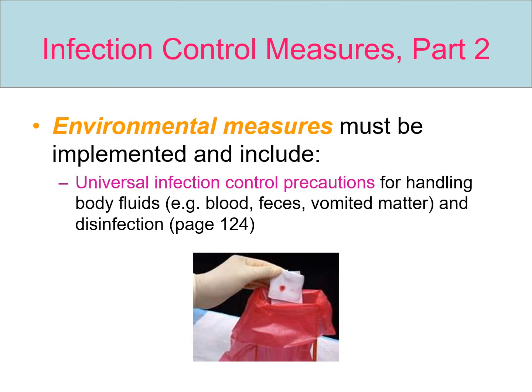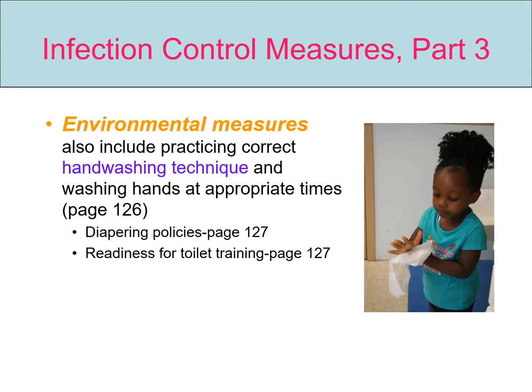We also can take environmental measures. We can use the universal infection control precautions for handling body fluids, and you can find those steps on page 124 of your book. This also includes practicing correct hand washing techniques and washing your hands at appropriate times. And you again can find the hand washing procedures on page 126 and specific details about diapering on 127, and then toilet training also on page 127.